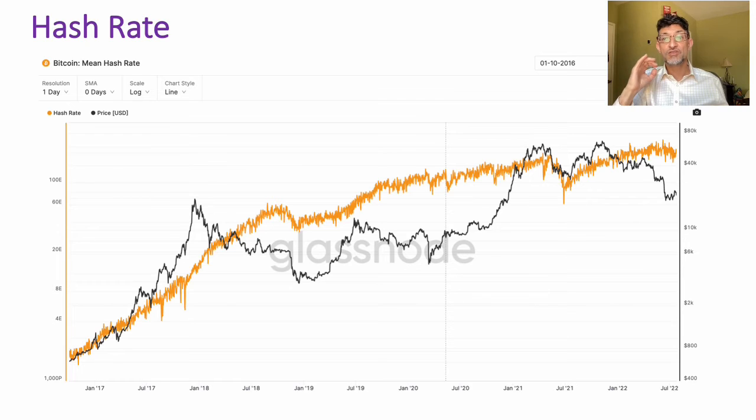Because if miners were going bankrupt and were having a hard time, this hash rate of total processing power would have declined. Because think about it. If miners go bankrupt, what do they do? They exit the market. They start selling their mines on the secondary market. They start auctioning off those mining rigs. They're not doing that.